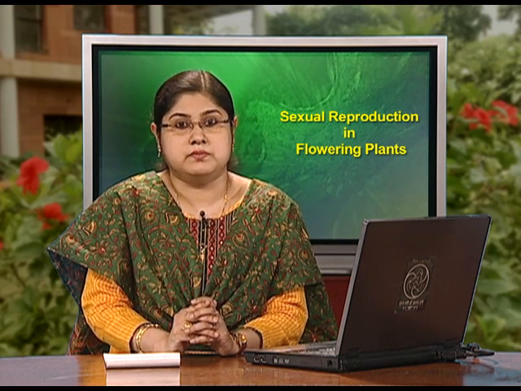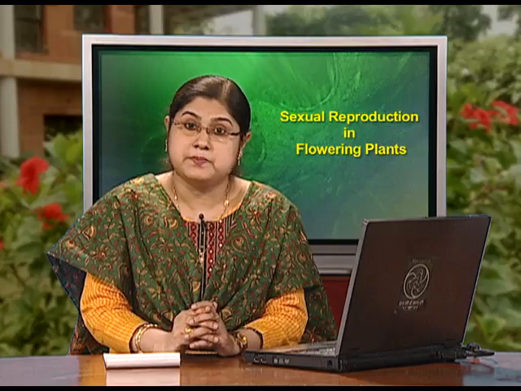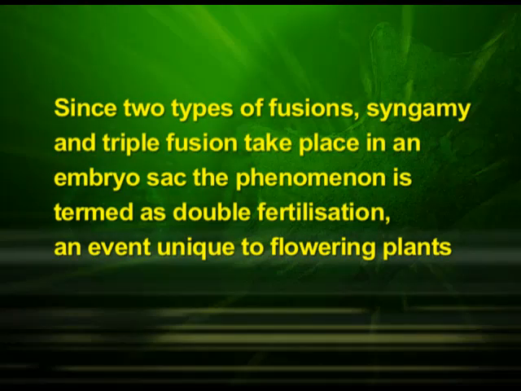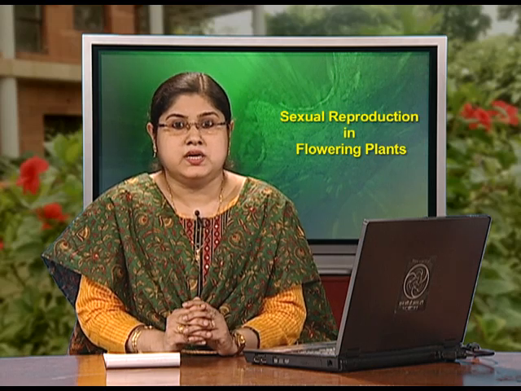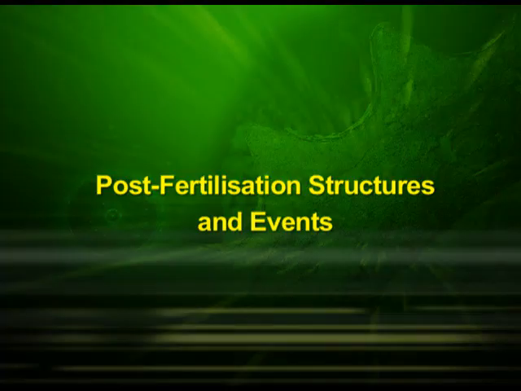Students, because this process of producing a triploid primary endosperm nucleus involves the fusion of three haploid nuclei, it is termed triple fusion. Since two types of fusions, syngamy and triple fusion, take place in an embryo sac, the phenomenon is termed as double fertilization, an event unique to flowering plants. The central cell after triple fusion becomes the primary endosperm cell and develops into the endosperm, while the zygote develops into an embryo. The next point for discussion is post-fertilization, structures and events.